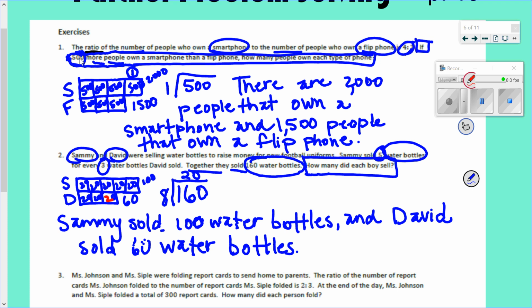Okay, again, guys, you see that word more. How many boxes more was a smartphone than the flip phone?